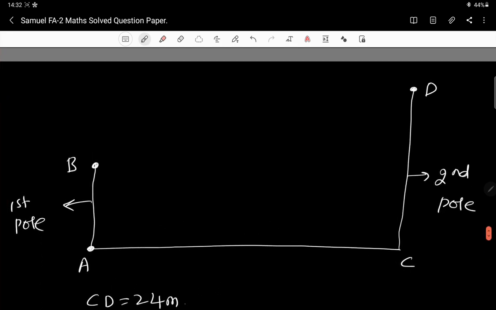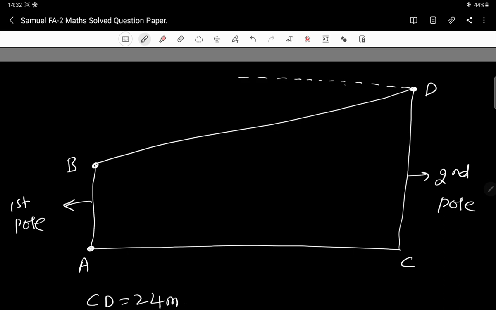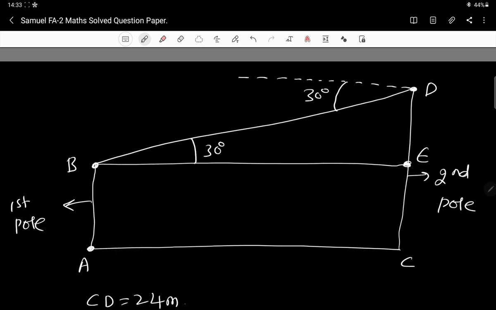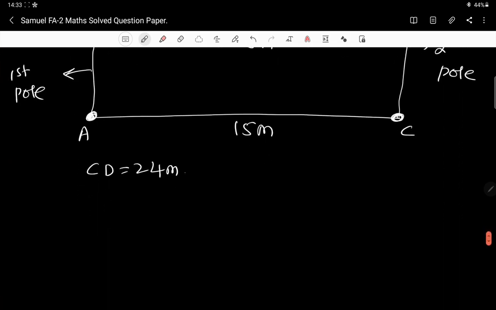Now, from top of this pole, we are observing this point, like this. Then we are going to have some angle of depression here, no? This angle of depression is 30 degree they are saying. Now, that 30 degree is of no use to us, so I draw one more line here, and I will call this point E. So now this angle becomes 30 degree. And AC means distance between the poles, so this is 15 meter. So AC is 15 meter and BE is also 15 meter. You can write that also.